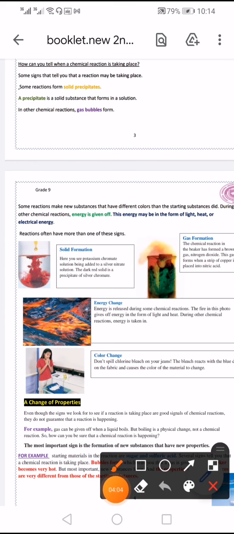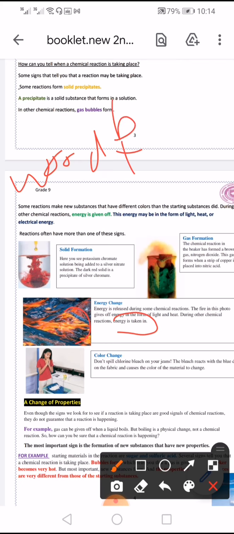Energy change. Energy is released during some chemical reactions. The fire in this photo gives off energy in the form of light and heat. During other chemical reactions, energy is taken in. So when you burn wood, it gives us heat and light. So this is a sign of chemical reaction, as wood reacts with oxygen and then burns and gives us heat and light.